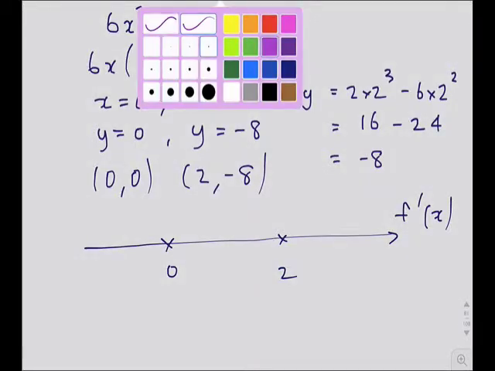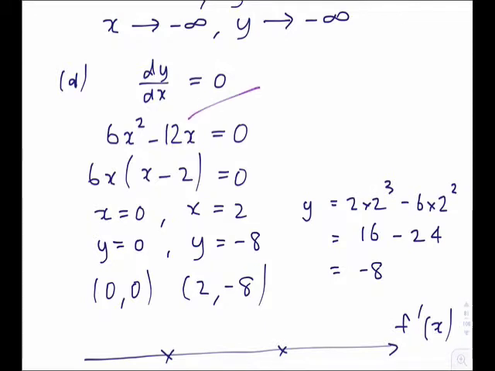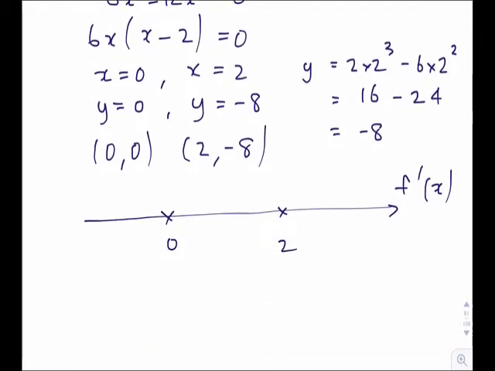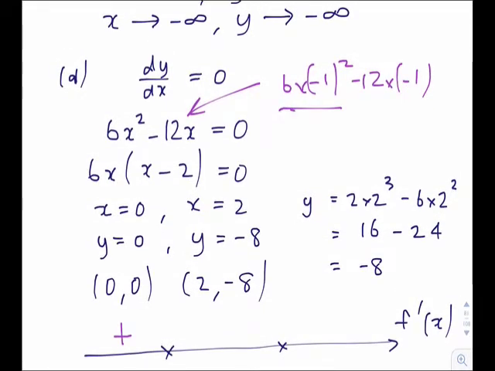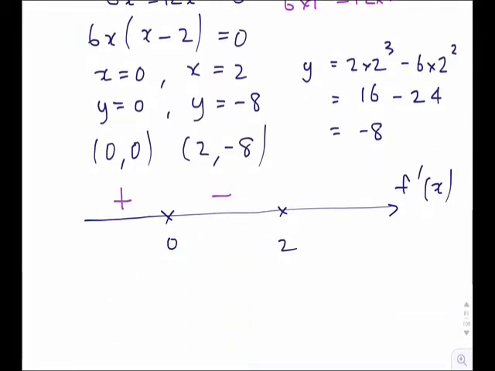So if we look up here, here is the expression for the derivative. When x is negative 1, I get this, 12 times negative 1. So I've got 6 plus 12, 18. That's positive. So the derivative is positive before 0. If I look at the values of x between 0 and 2, so for example, let's look at 1. 6 times 1 squared minus 12 times 1. We get 6 minus 12 is negative 6. So the value is negative.